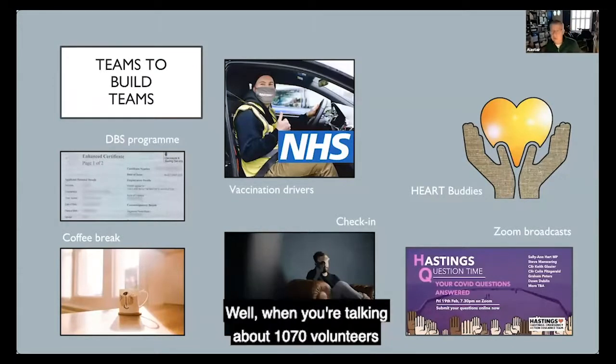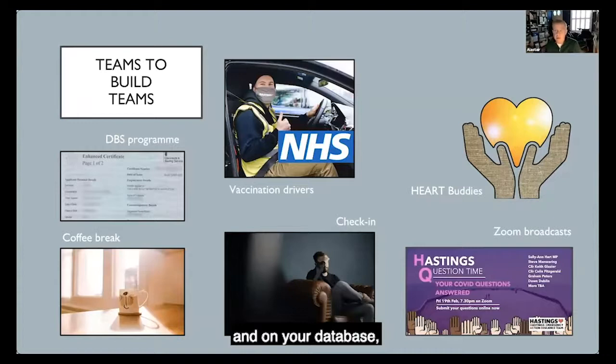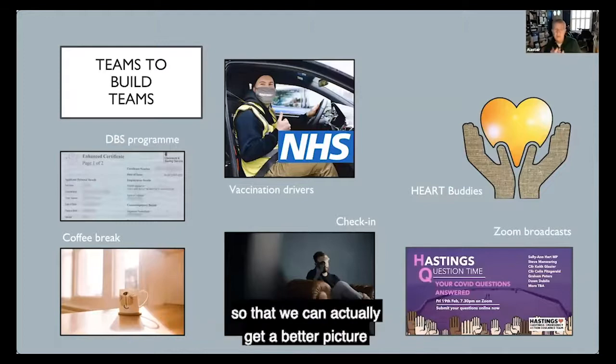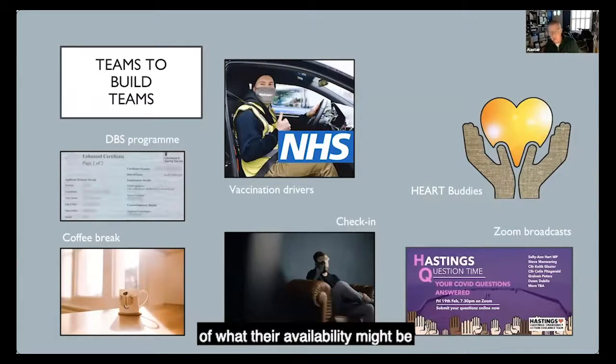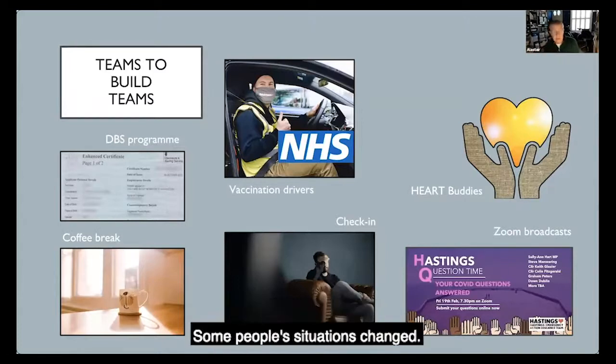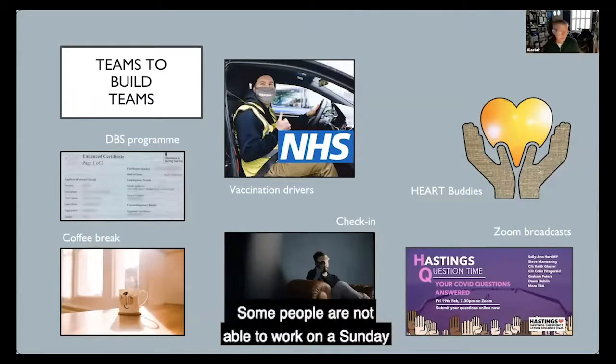Well, when you're talking about 1,070 volunteers on your database, that's a huge undertaking in itself. So we've had to have a blended approach, both by using the telephone and by email, to actually re-engage those people so that we can get a better picture of what their availability might be, or indeed whether their preferences have changed. Some people's situations changed. Some people are now back driving. Some people are not able to work on a Sunday, or have got childcare duties, whatever it might be.